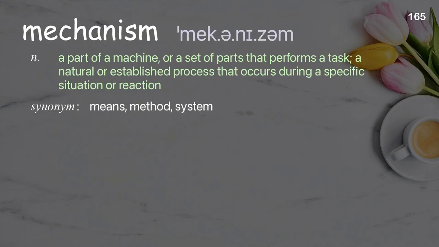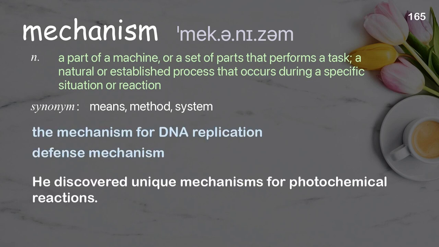Mechanism. A part of a machine, or a set of parts that performs a task, a natural or established process that occurs during a specific situation or reaction. Examples: The mechanism for DNA replication, defense mechanism. He discovered unique mechanisms for photochemical reactions.